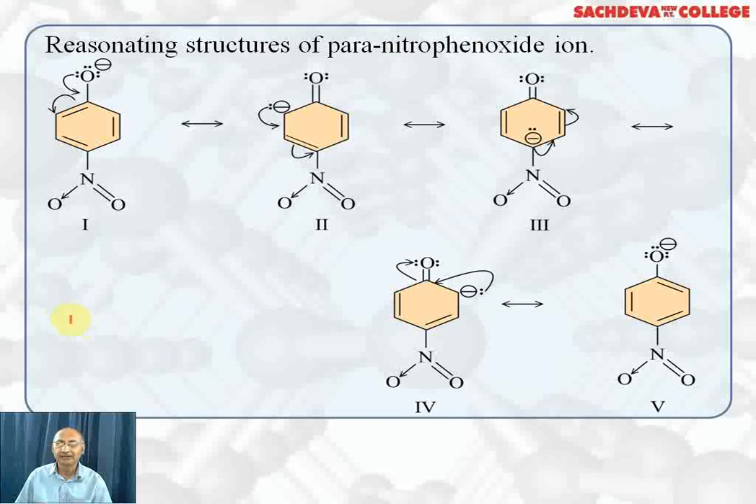So these two ions are stabilized by resonance. That's why orthonitrophenol and paranitrophenol are more acidic than phenol. These ions are more stable than phenoxide ion. That is the reason that orthonitrophenol and paranitrophenol are more acidic than phenol.